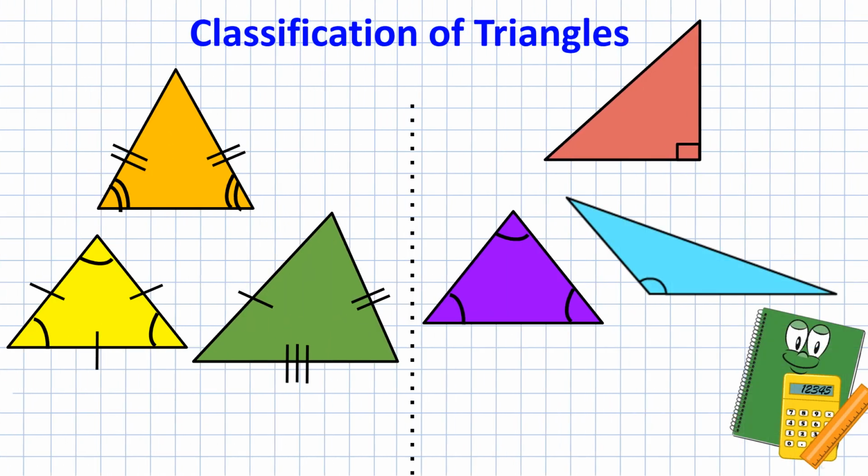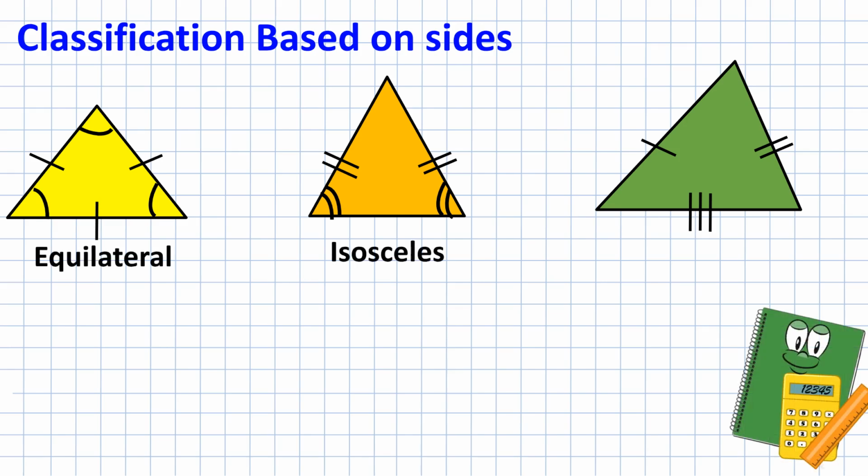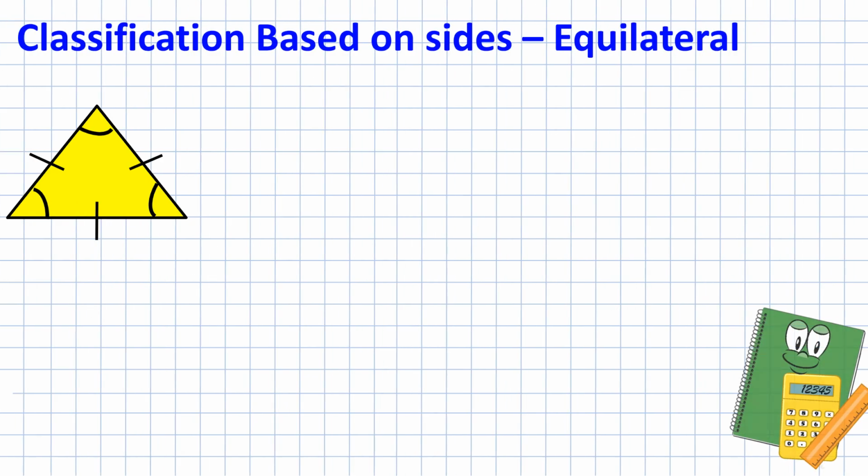Now that we understand what a triangle is, let us move on to classification. We can classify triangles based on their sides and their angles. We classify triangles based on the length of their sides into 3 types: equilateral, isosceles, and scalene. Let us begin with the equilateral triangle. In this type of triangle, all sides are the same length.